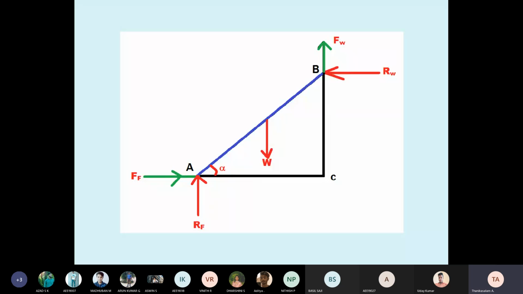Generally, the ladder has a big weight. We know weight acts at the middle of the body, the middle of the ladder. AB is the length L, so what is the middle length? L by 2. That's why I introduced the weight acting vertically downward at the middle of the ladder length, L by 2, L by 2. The ladder is in an inclined position, which can be measured with respect to horizontal or vertical. I am taking the angle of the ladder with respect to horizontal as alpha.